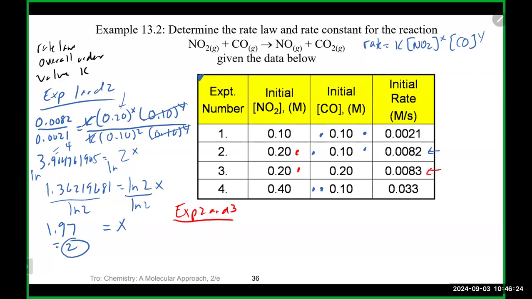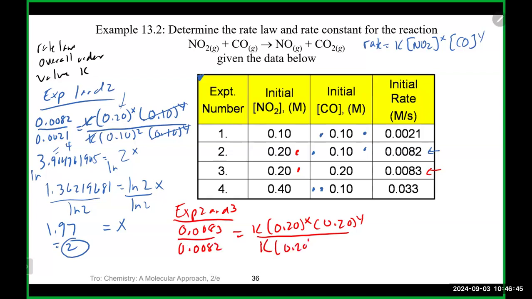Here, slightly larger, I guess. We'll go with that guy up on top: 0.0083 equals k times 0.2 to the x and 0.2 to the y, divided by experiment 2, 0.0082, equals k times 0.2 to the x and 0.1 to the y.